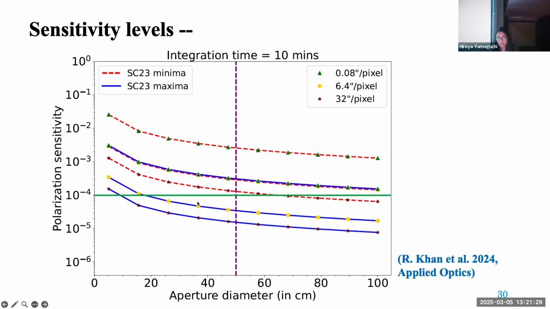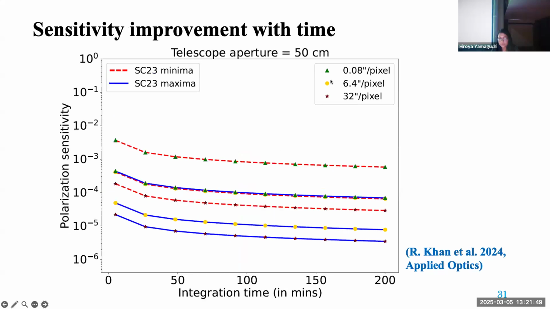But if we want to do polarimetry during the minima phase, we have to go maybe up to 32 arcsecond per pixel spatial sampling. These sensitivities were calculated for an integration time of 10 minutes, and these sensitivity levels can further be improved if we go to longer integration times, which we can see here.